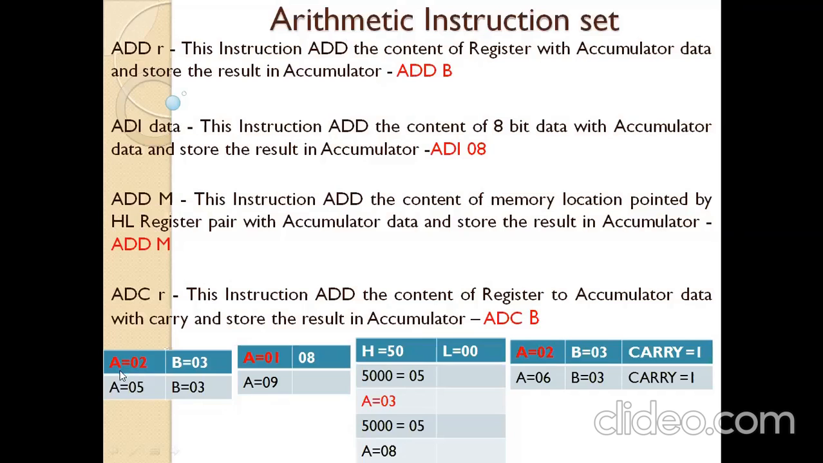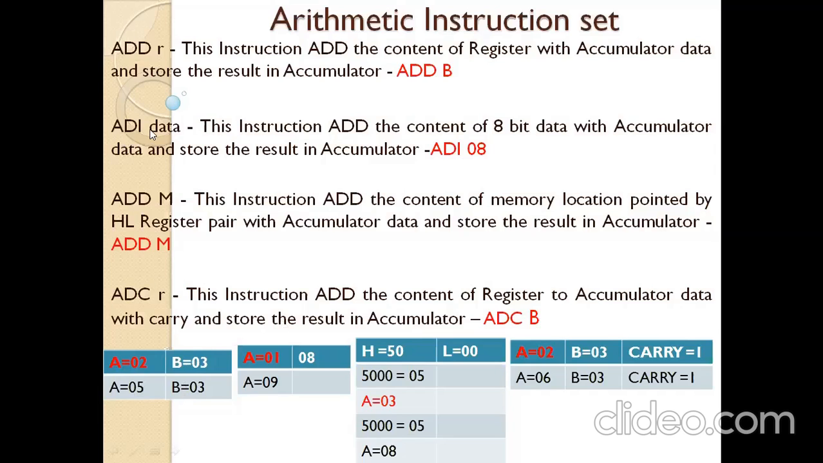For example, take A is equal to 05, B is equal to 03. Both will be added and the result will be stored in A. So now A becomes 08. B register, there is no change, B is 03. A register content plus B register content, both will be added and the result will be stored in the A register. B register, there is no change.